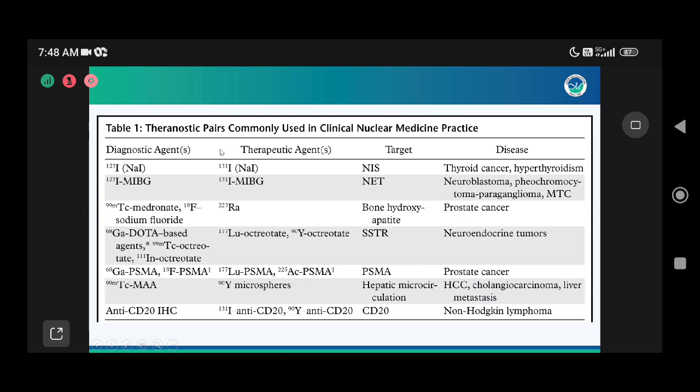And one more theranostic pair is technetium in hepatocellular carcinomas or metastatic colorectal carcinomas. For diagnostic imaging we use technetium-labeled MAA, whereas for therapy it is yttrium-90 microspheres.